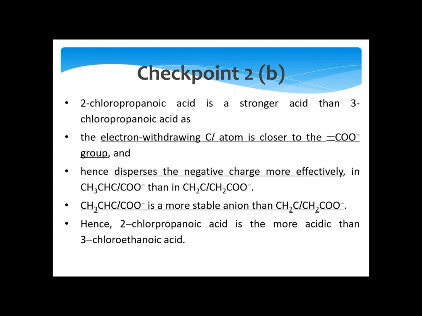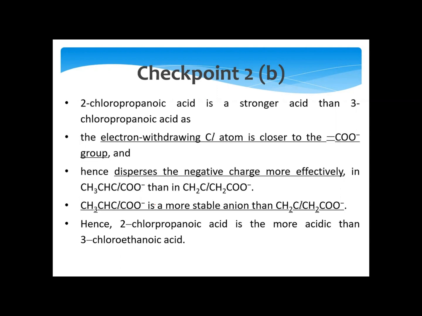So you can see that in this example, 2A and 2B, we had to explain the different electron withdrawing strength, which is a stronger electron withdrawing group and which is a weaker one, as well as the proximity of the electron withdrawing group to the COO minus group. So these are the effects of these two factors.